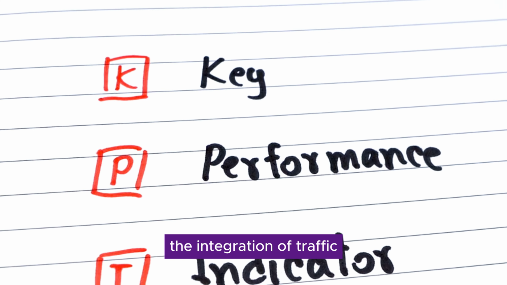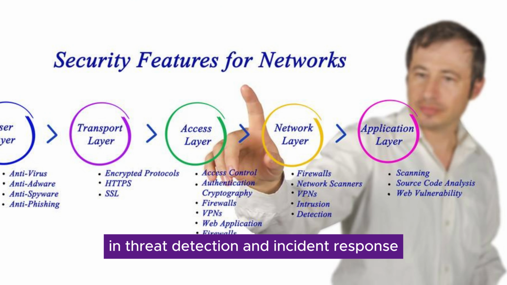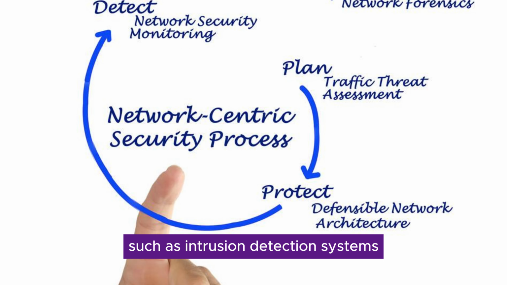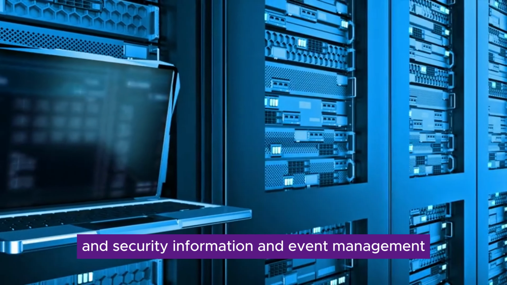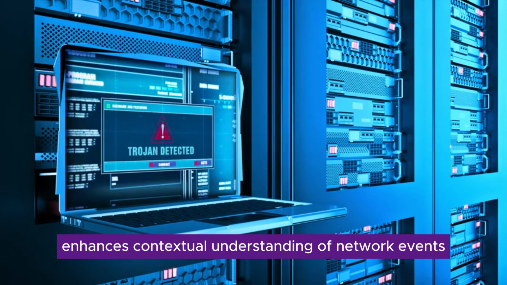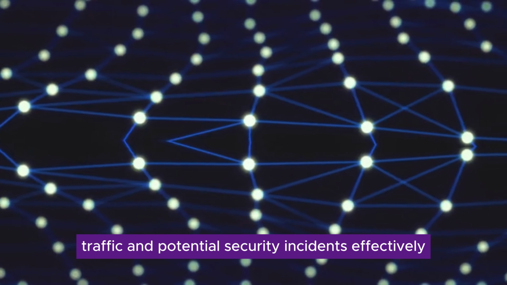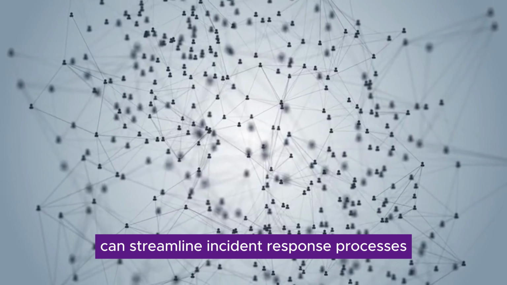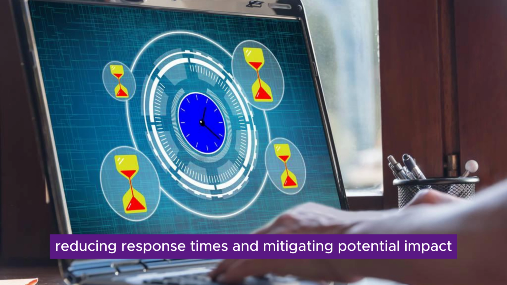Furthermore, the integration of traffic mirroring with comprehensive network security frameworks is essential to maximize its effectiveness in threat detection and incident response. Traffic mirrored from network segments should be correlated with data from other security controls, such as intrusion detection systems, IDS, endpoint detection and response, EDR, solutions and security information and event management, SIEM, platforms. This correlation enhances contextual understanding of network events and anomalies, enabling security analysts to differentiate between legitimate traffic and potential security incidents effectively. Additionally, automated workflows and orchestration capabilities can streamline incident response processes by triggering predefined actions or alerts based on detected threats, reducing response times and mitigating potential impact.